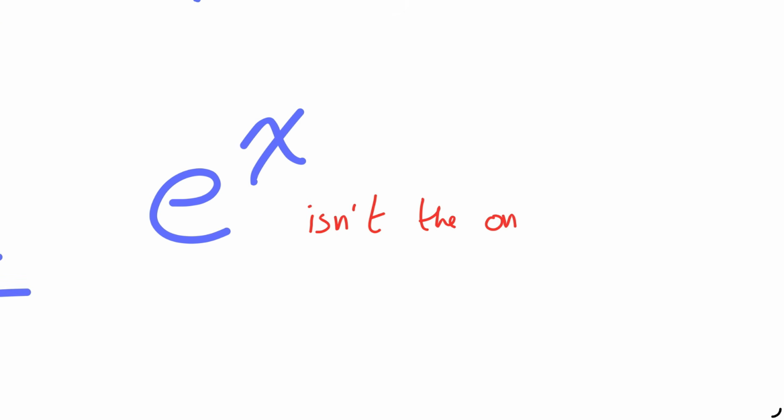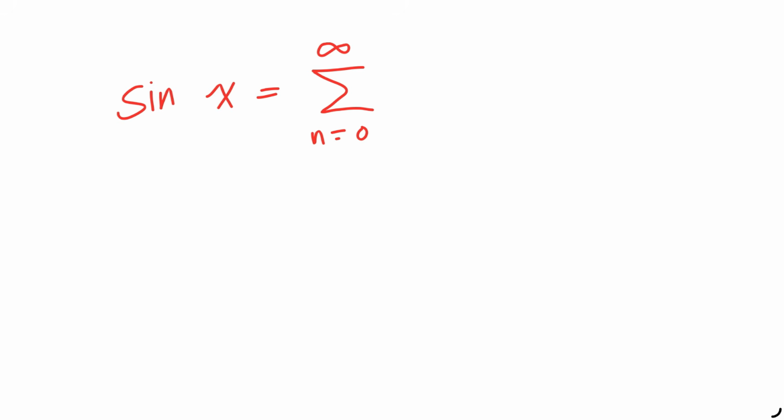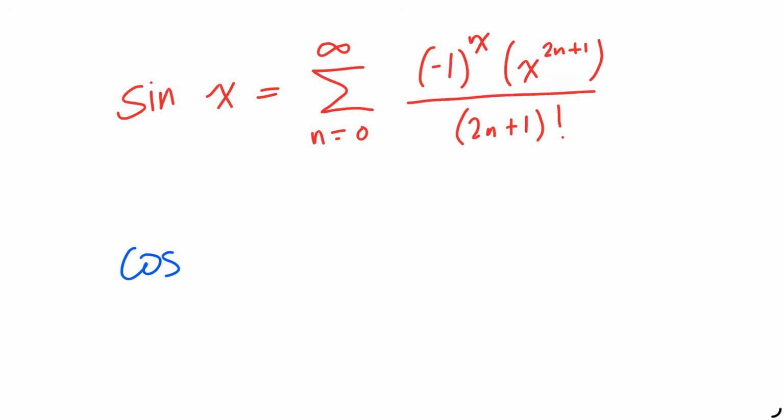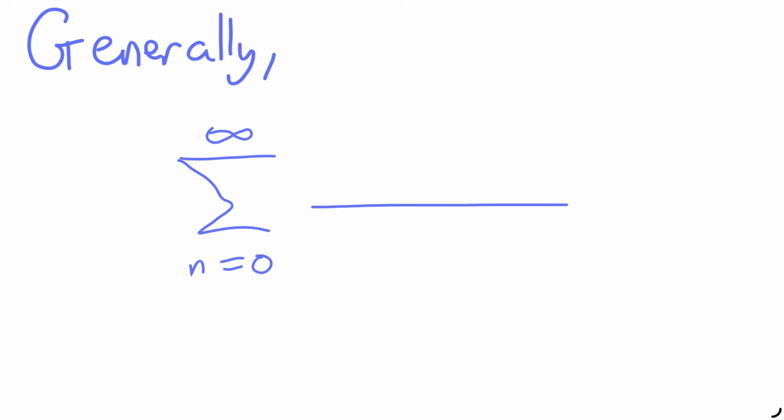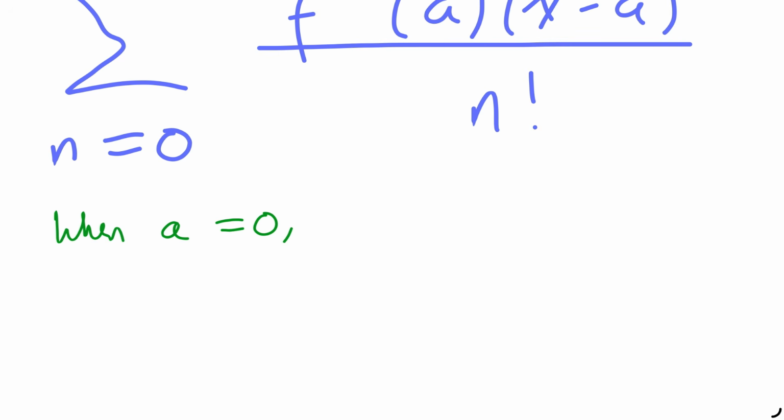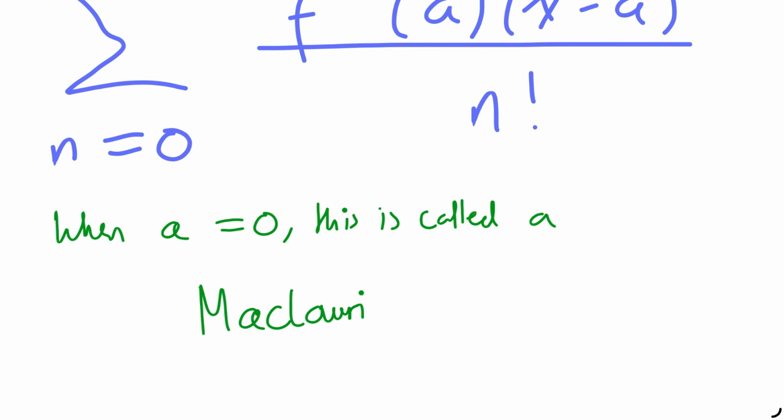And you can do this for all of your favourite non-polynomials. For example, sine x from the beginning is just this, and cosine of x is simply this. And stretching out into generality, a generic Taylor series takes this form here. The things we've been looking at in this video are the special case where a equals 0, when these series are typically referred to as Maclaurin series.